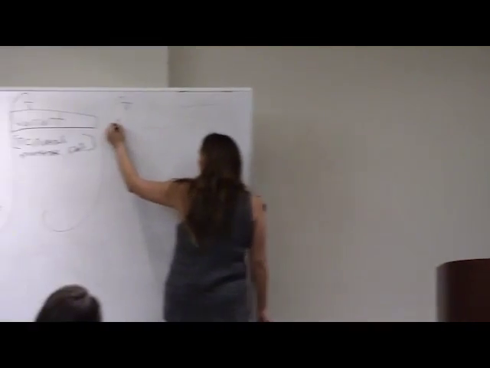Okay, so what are some of our key exceptions? Plain view. Let's start with the exceptions in the context of car searches. Let's start with those. So we have the automobile exception. So your heading will be automobile exception.